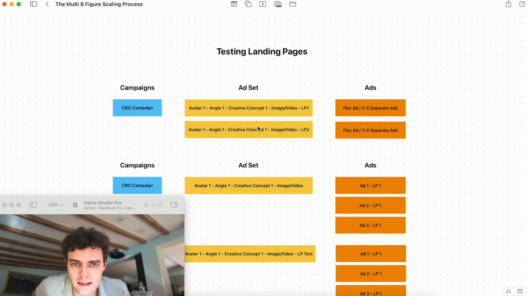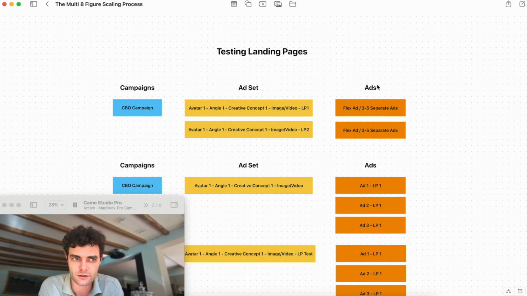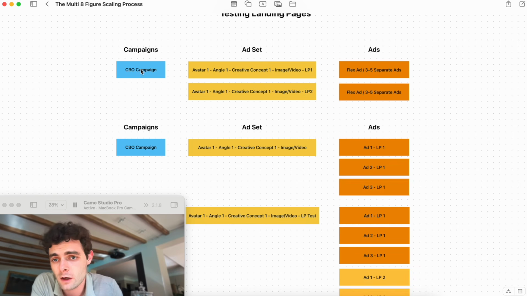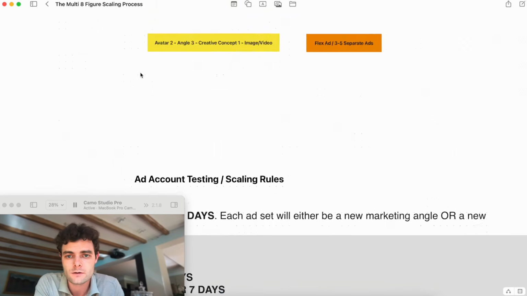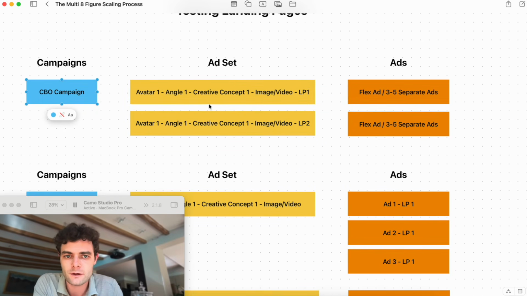Let's go over testing landing pages very quickly because I get a lot of requests. I received the question, so how do you test actually landing pages, right? How does it actually work for testing landing pages like on the ad account? The way that we do it is like we have used several ways. We can do it in a CBO.